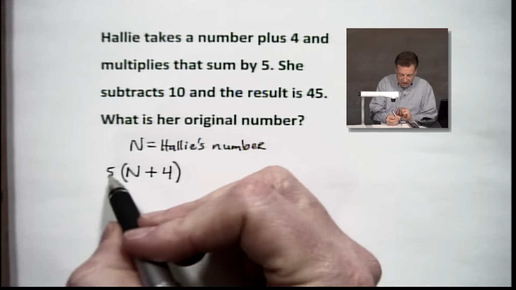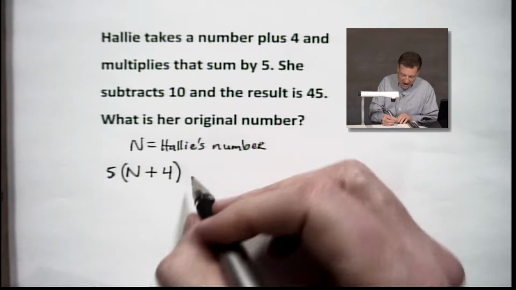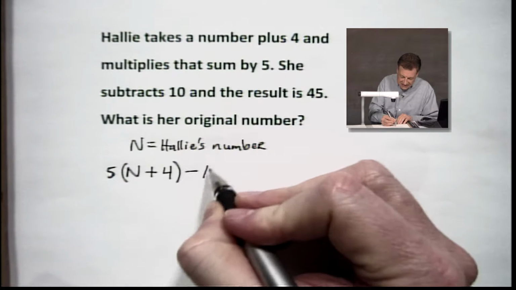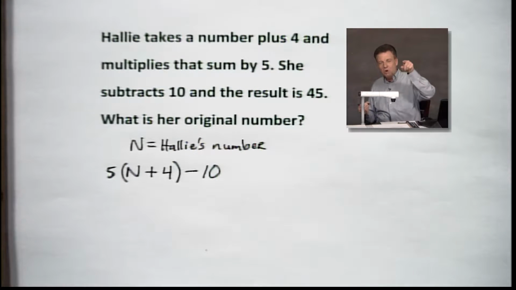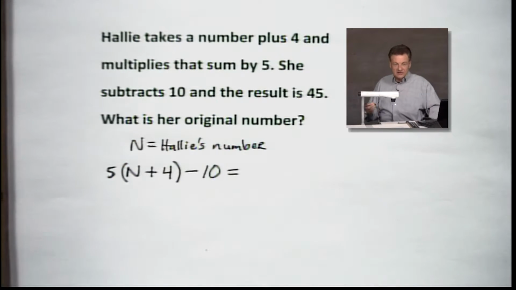And you know what's going to happen here, my friends? What's going to happen? Got to distribute in a minute. But hang on. We've still got to finish the problem. So here comes, she subtracts 10. Put a big minus 10 right there. Boom. And the results, oh, that makes an equals, doesn't it? The result is, and we got 45.